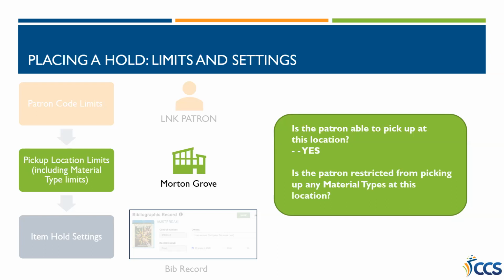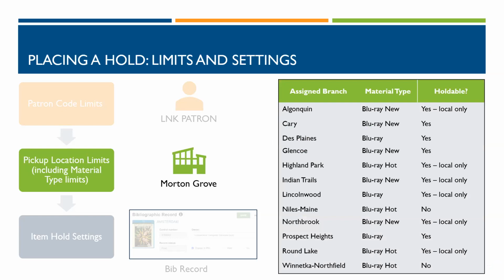And along with this, Polaris is also going to look at the material types represented in that bib record and check to see if the patron is restricted from picking up any of those material types at the pickup library. So let's say, for argument's sake, the pickup library restricts material type Blu-ray hot. So now here's a list of the items on the bib record. So now the patron is automatically excluded from any items on that bib with a material type of Blu-ray hot. But we still have items with material types of Blu-ray and Blu-ray new up for consideration with our hold.